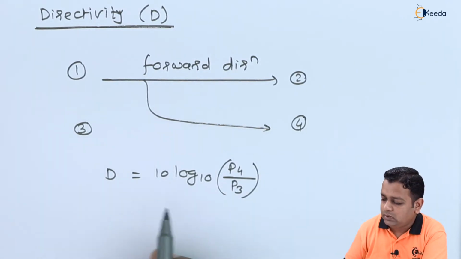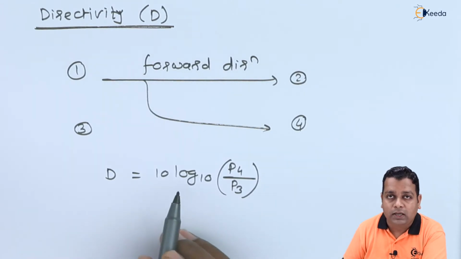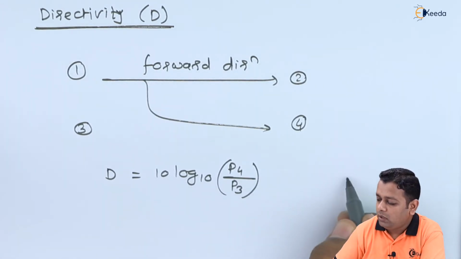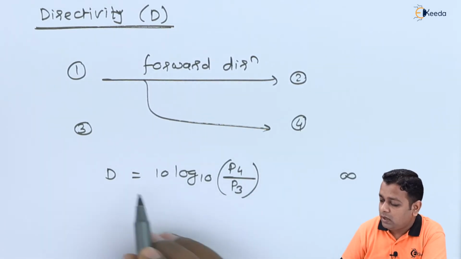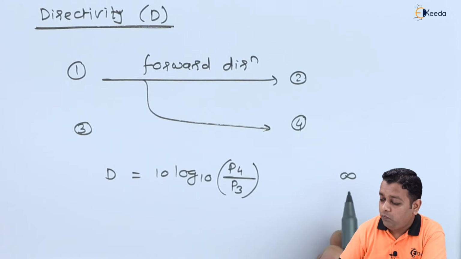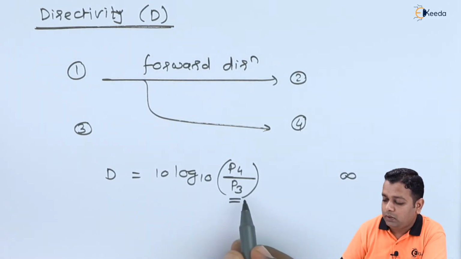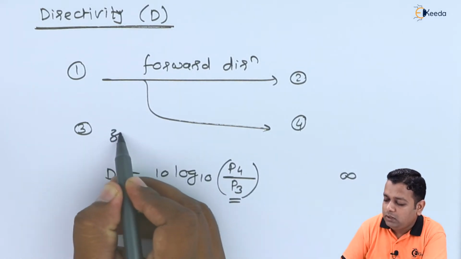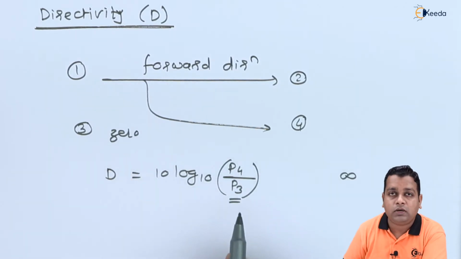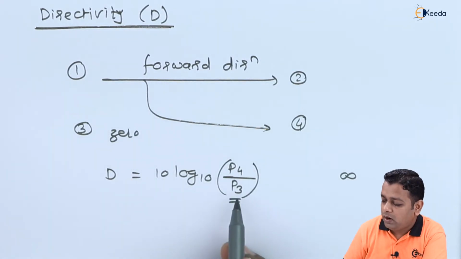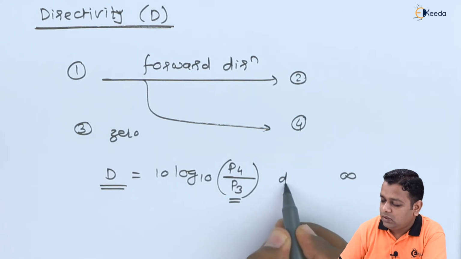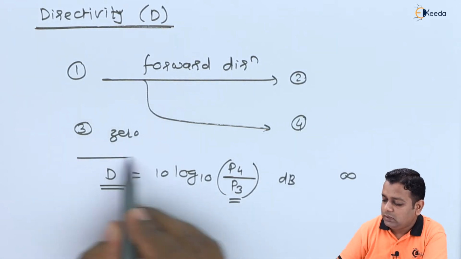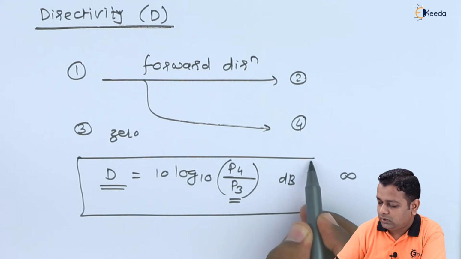So this is called the directivity. Ideally, the directivity should have an infinite value. This formulation is made to obtain the directivity at infinite value when we keep P3 power equal to 0. When we have 0 in the denominator, P4 divided by 0 will certainly give the infinite value in the ideal case for the directivity measured in decibels. Hence this is the formulation here.